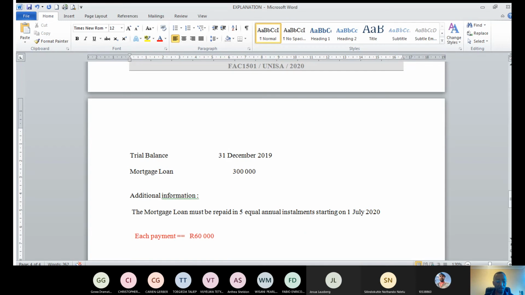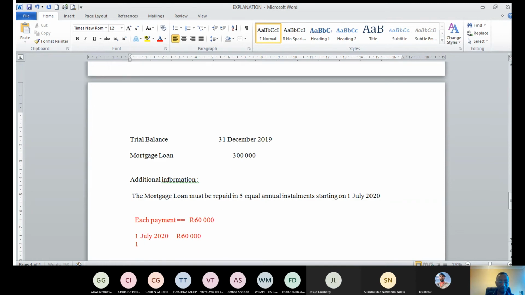Your first payment will be on the 1st of July in the year 2020. Then you are going to pay 60,000 rand. Your next payment is on the 1st of July 2021. Then you pay back another 60,000 rand. Your next payment is on the 1st of July in the year 2022. And then you will pay back another 60,000 rand. And you will make two more payments on the 1st of July 2023 and 2024, and then the loan is paid up.